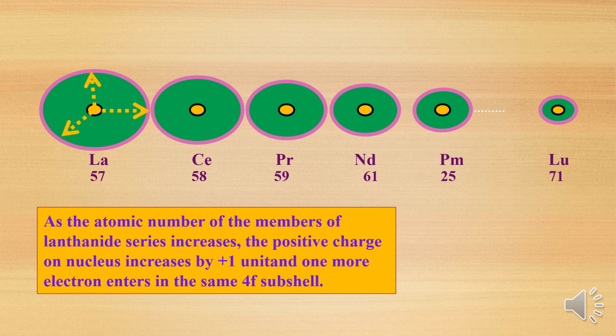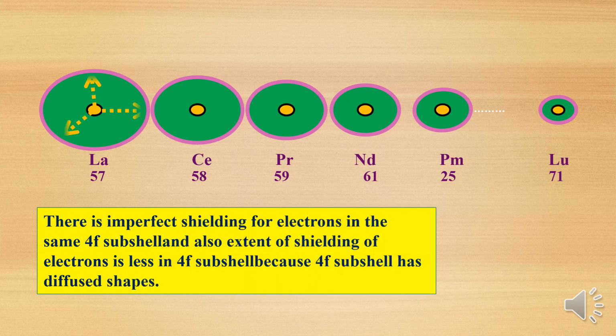As the atomic number of the members of the lanthanide series increases, the positive charge on the nucleus increases by plus 1 unit and one more electron enters the same 4f subshell. There is imperfect shielding for electrons in the same 4f subshell, and the extent of shielding is less in the 4f subshell because it has a diffused shape. We already know f orbitals have diffused shapes.